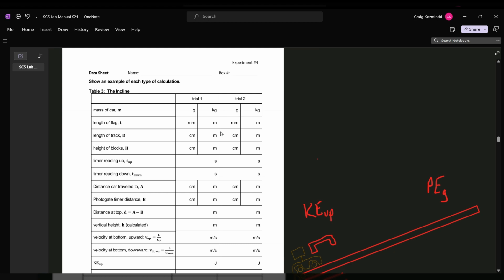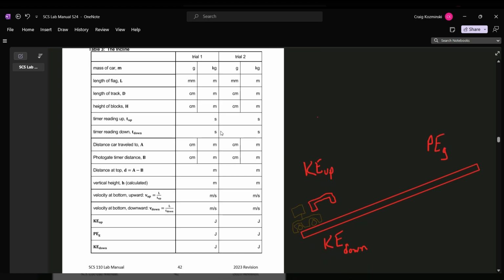Finally, in our final portion of the experiment, table 3, we will again be using a car. We will record the mass of the car, and we will measure the length of the flag on top of the car here. We will use some very basic trigonometry using the overall length of the track and the overall height of the track. This will allow us to determine the vertical height of the car at its highest point. We'll talk more about this in lab tomorrow.